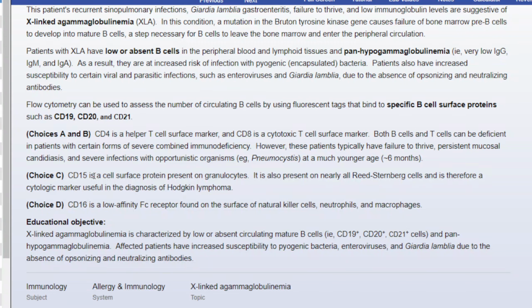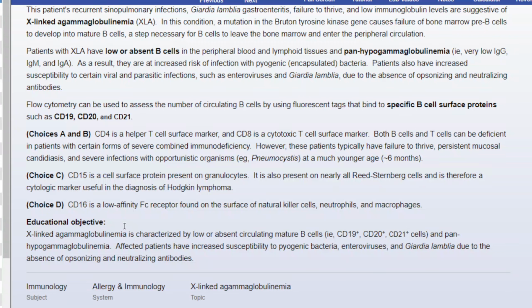The other option was CD15. Remember, CD15 is always useful to find this disease called Hodgkin lymphoma. CD15 is a cell surface protein present on granulocytes. It's also present on Reed-Sternberg cells and is therefore a marker used for diagnosis of Hodgkin lymphoma. Another one to remember is CD16, just to discard if you have it in a question.